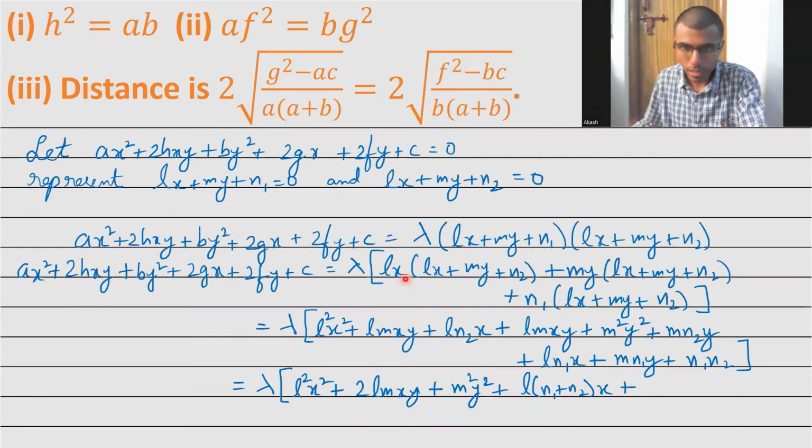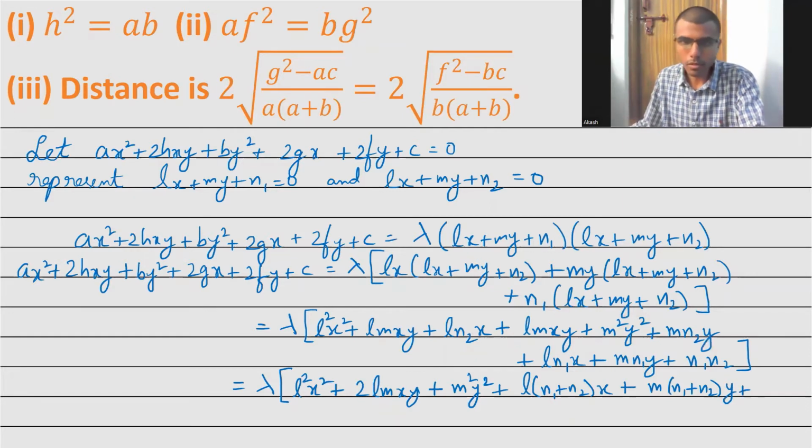Next I want the y term. So for the y term, where all do I have it? In mn2y and then mn1y. So again, if I take m common, I'd be left with n1 plus n2. So m into n1 plus n2 times y.